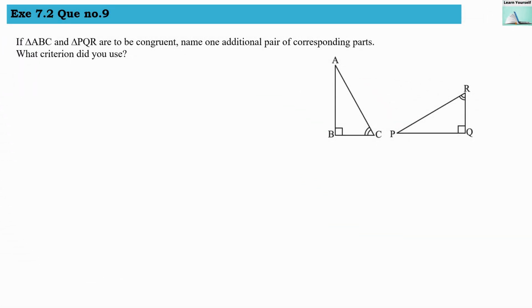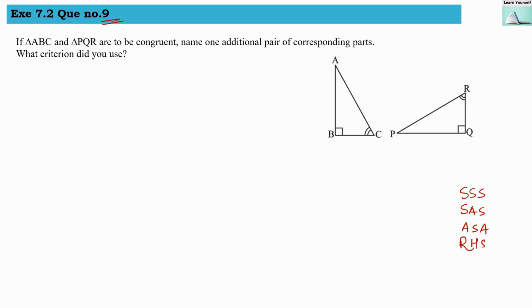Exercise 7.2, question number 9. If triangle ABC and PQR are to be congruent, name one additional pair of corresponding parts. What criteria did you use? So here we have to check the criteria which will fulfill the congruency of these two triangles. Now what all criteria do we have? Side, side, side, side, angle, angle, and the last one is right angle, hypotenuse and side.